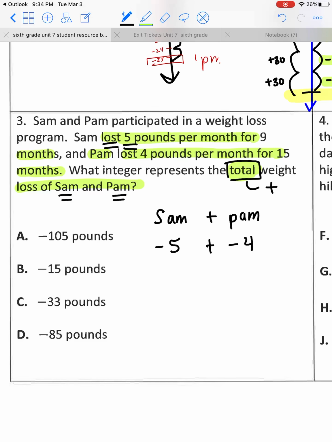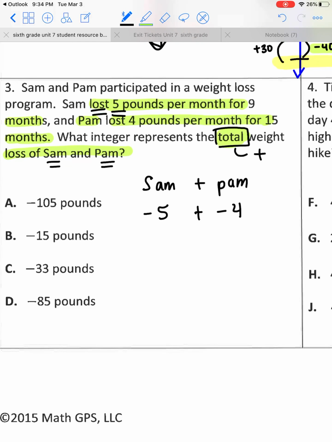Remember that a negative plus a negative is going to equal a negative, right? And if you don't know, then like I said, use your number line. Or you can use your chip model. Because you can have 1, 2, 3, 4, 5 negatives here. And then we have 1, 2, 3, 4 negatives. Then you ask yourself, can you make any 0 pairs? Remember that a 0 pair is a negative and a positive put together, and those 2 make a 0 pair. But you can't because you only have negatives, right?